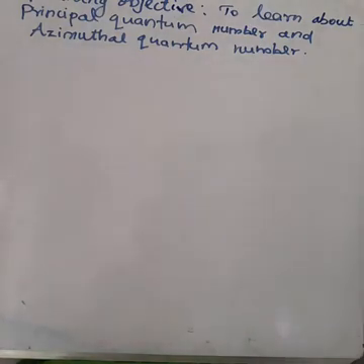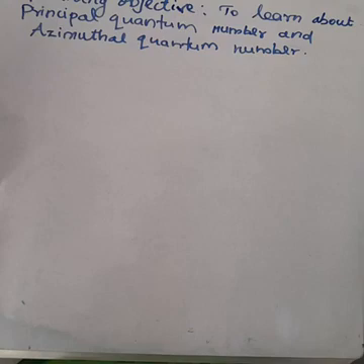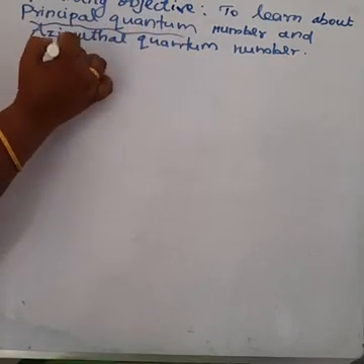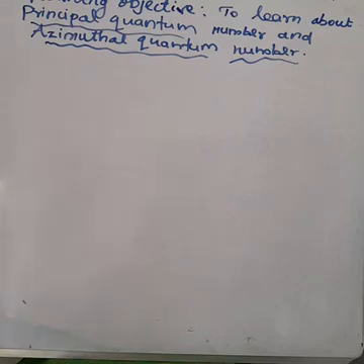In last class, we learned about the main features of the quantum mechanical model of the atom, about quantum numbers, and about the principal quantum number. Today, once again, I repeat the principal quantum number. Then we are going to study the azimuthal quantum number and the relationship between the principal and azimuthal quantum numbers clearly. Before that, what is a quantum number?